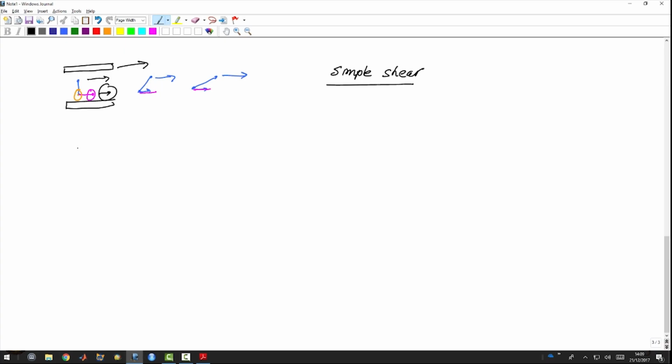And if I start with an object of rectangular kind, due to this deformation, it basically becomes a rhomboid. Now, if we have a pure rotation, then this object, after rotation, would look something like this. So the block itself is rotating. So this is simple rotation, rigid body rotation.